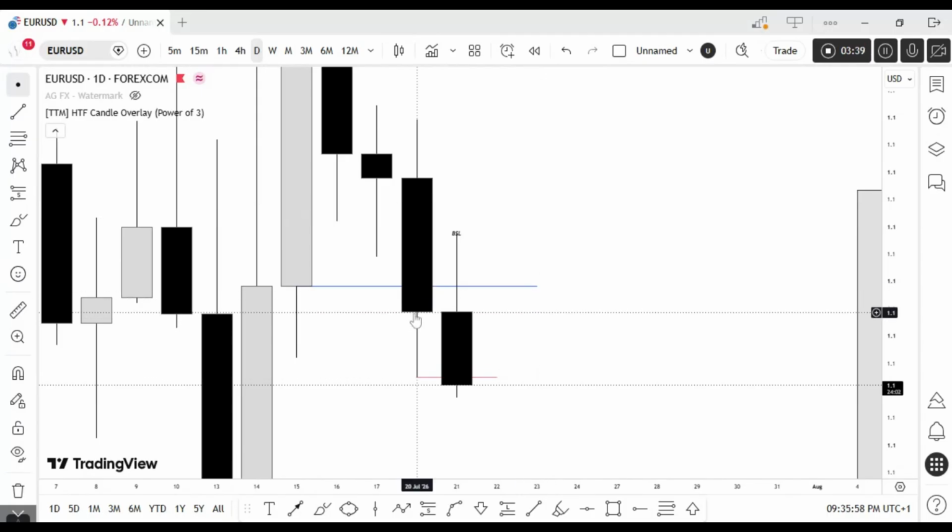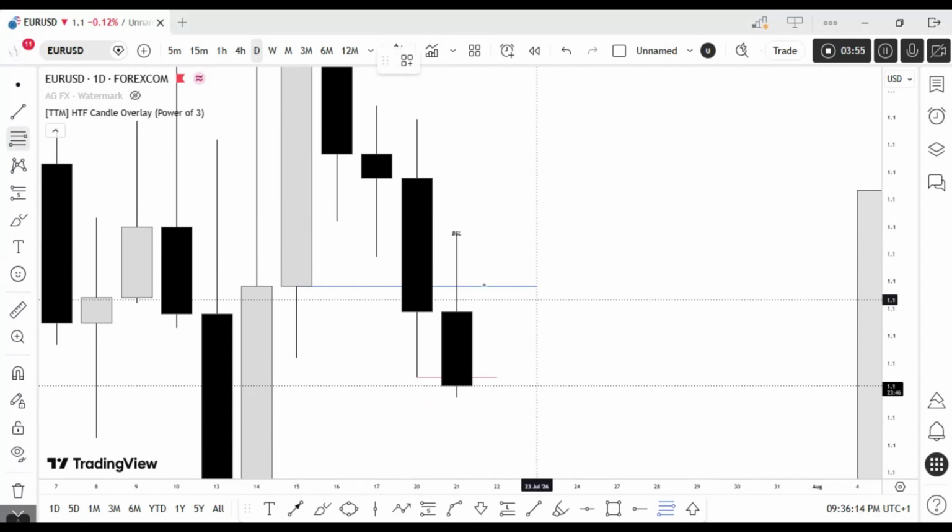So what I just did is that I aligned this daily with my 4-hour point of interest. I was expecting this candle to open and form the wick of the candle within the body of this candle.